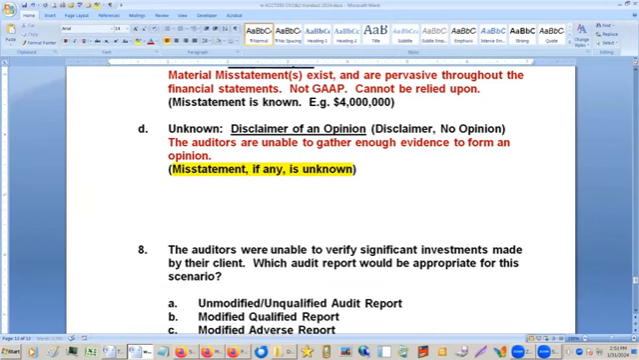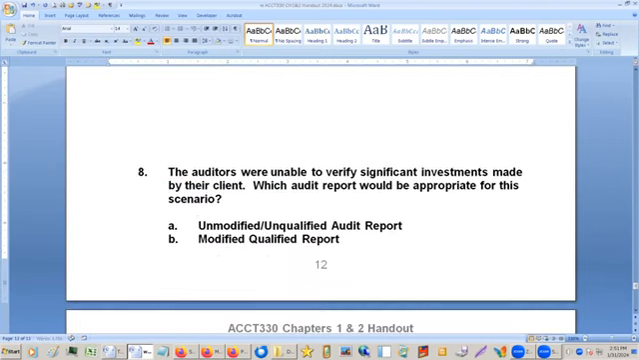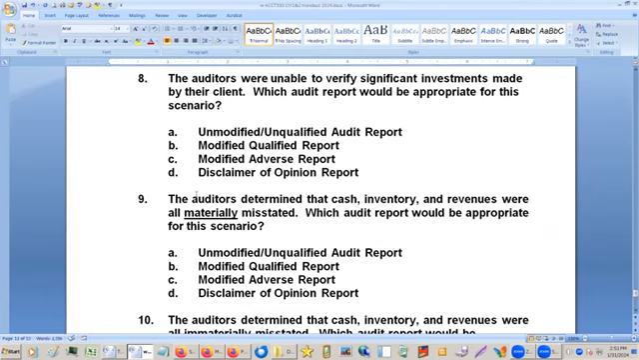Okay. Let's see how this all plays out. All right. Number 8, the auditors were unable to verify significant investments made by their client. Which report would be appropriate for this scenario? Anyone? For 8?